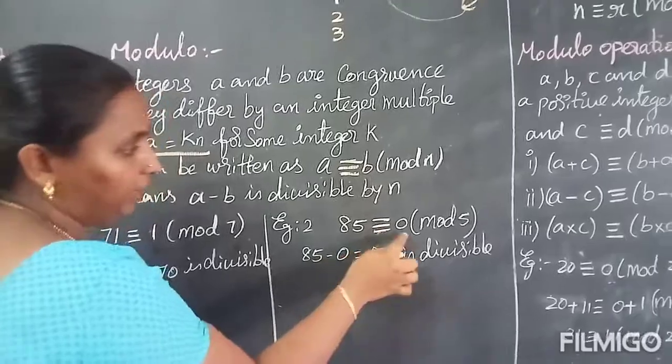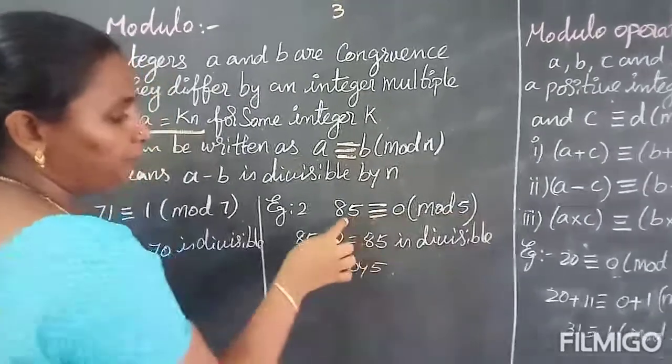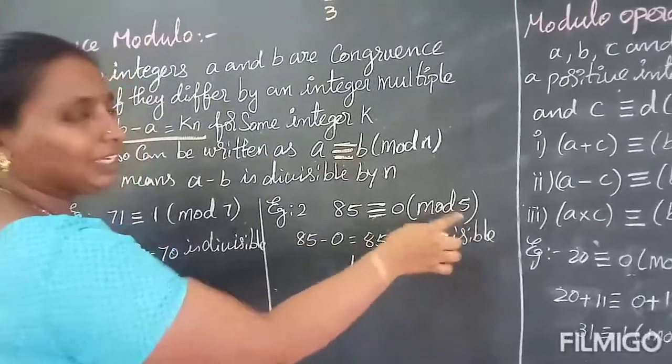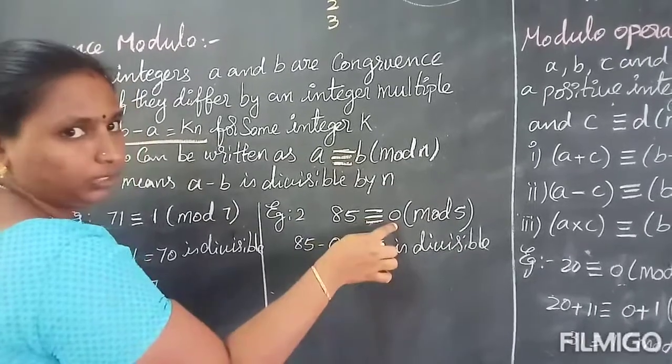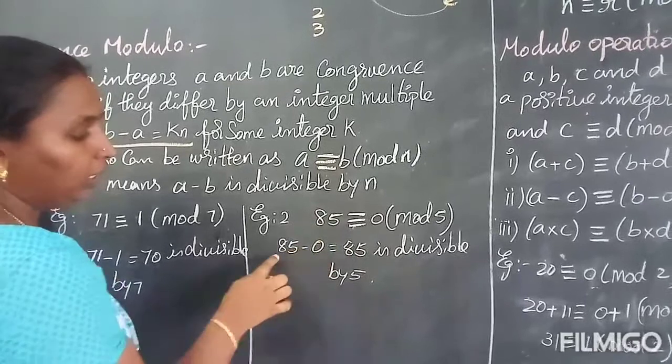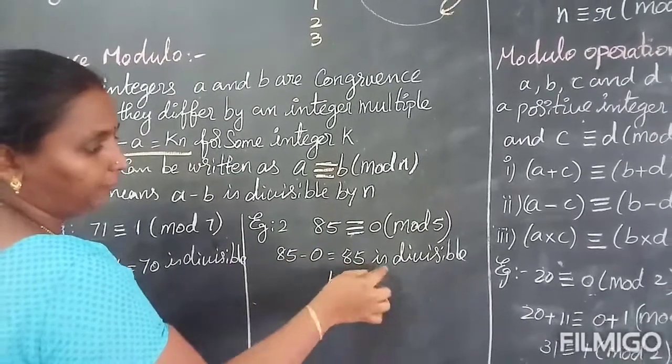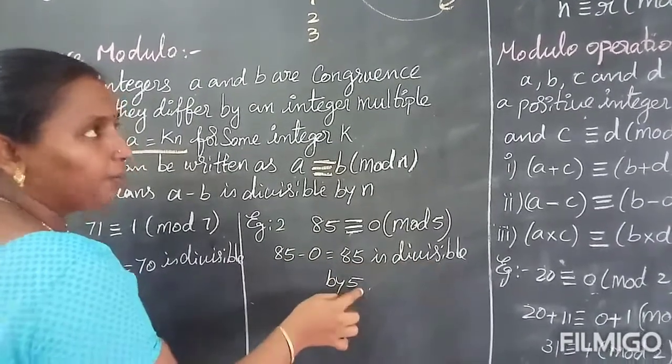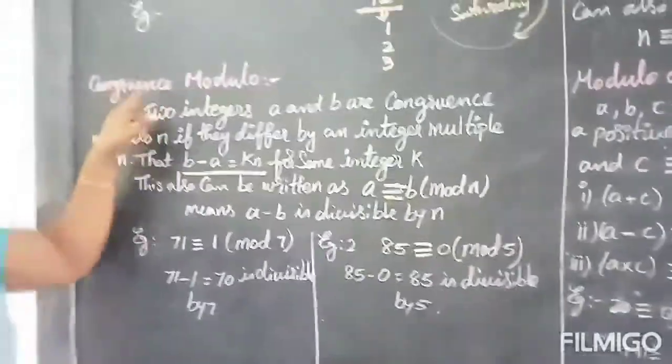See the next example. 85 is congruent to 0 mod 5. If you divide 85 by 5, you will get the remainder as 0, isn't it? So 85 minus this 0, 85 minus 0 equal to 85, which is divisible by 5. Is it clear? Congruence modulo.